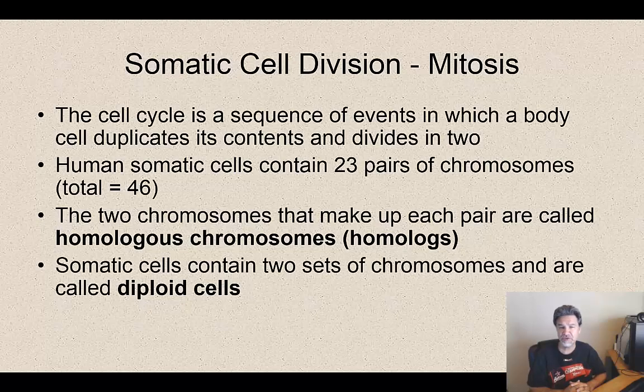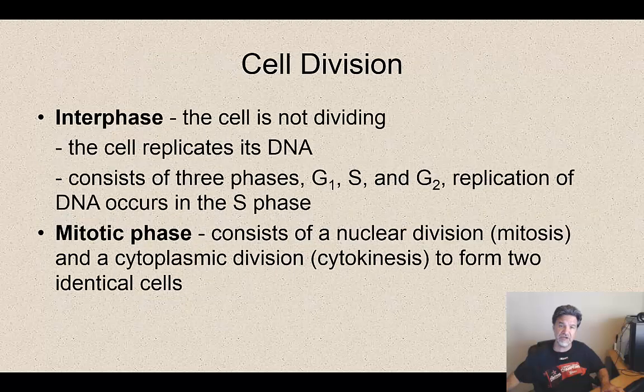Because we have two sets in all of our body cells except in our sex cells, we call our body cells diploid, right? Di for two, ploid because there are two sets. So all cells other than the sex cells are diploid.